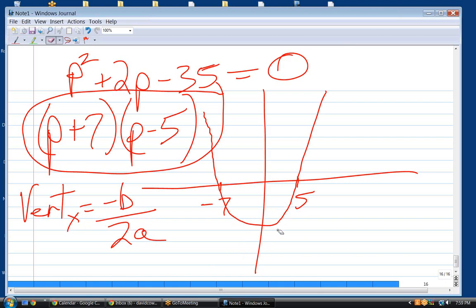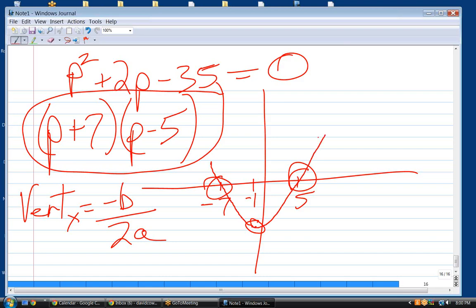You do know, well, hold on a second. We do know where the vertex is. If I know it goes through that x-intercept and that x-intercept, the vertex has to be halfway in between those numbers. So the vertex is at -1. So right here is the bottom of that parabola. If I draw it a little bit better, if that's my vertex, now I've graphed 3 points.